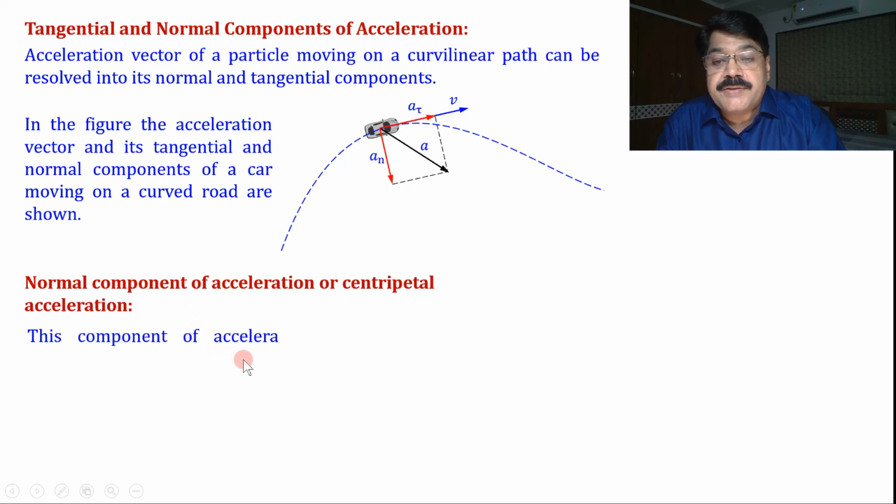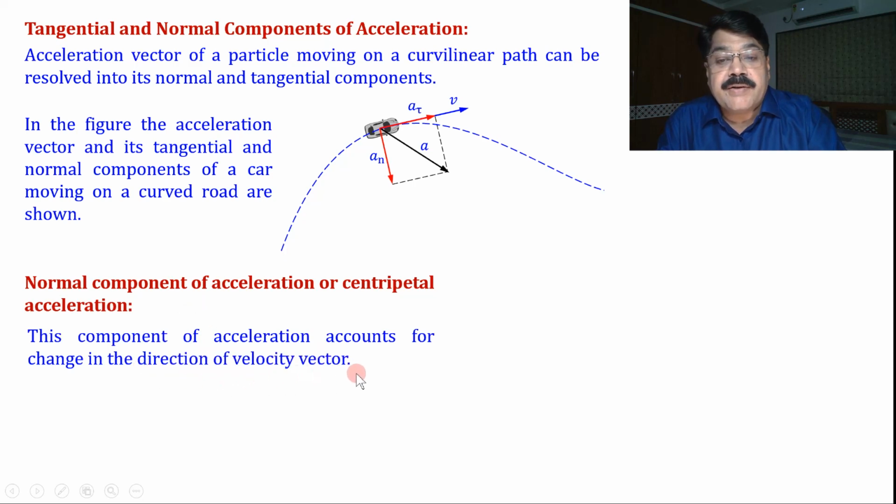Normal component of acceleration, or centripetal acceleration. This component accounts for change in direction of the velocity vector, and you know its formula very well. a n is equal to the magnitude of the a n vector, which is equal to omega v into v. What do we mean by omega v? This omega is not the angular velocity of the vehicle or the particle. It is the angular velocity of the velocity vector, or in other words, the angular velocity of the radius of curvature. To denote it specifically, I am writing a subscript v, meaning the angular velocity of the velocity vector.